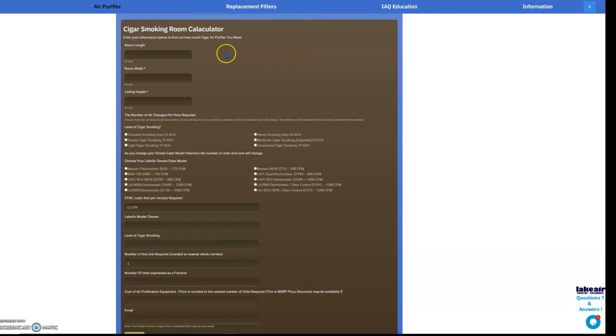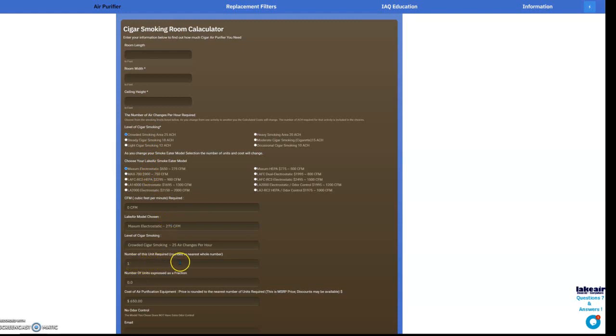I want to quickly go over the fields. First of all, our room dimensions. Then we have smoking activities. Then we have the model. Then we have the output in cubic feet per minute. Then we have the model chosen. All the model chosen does is, if you, for instance, click maximum electrostatic, then it shows up there. Then the level of cigar smoking. So if I click crowded, it shows me crowded. Just basically giving you an overview of what radio buttons you have pushed up here.